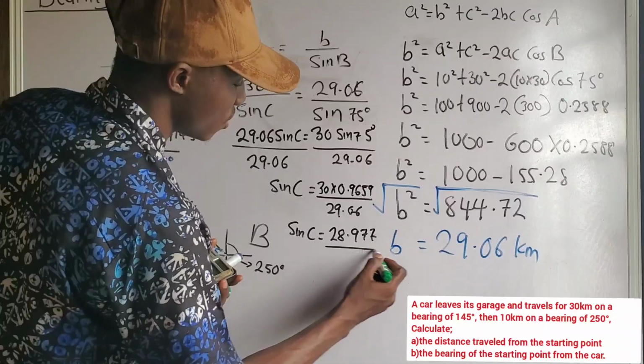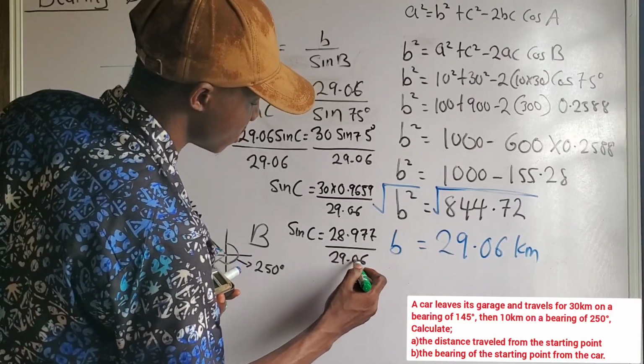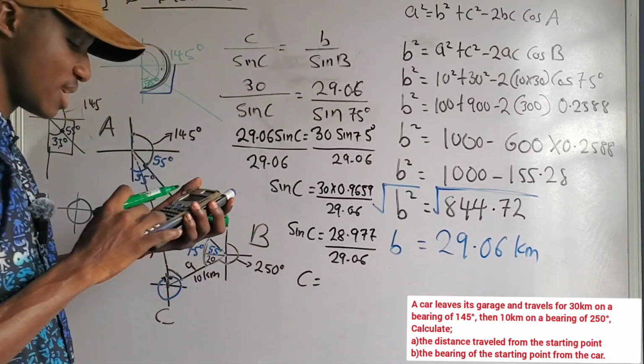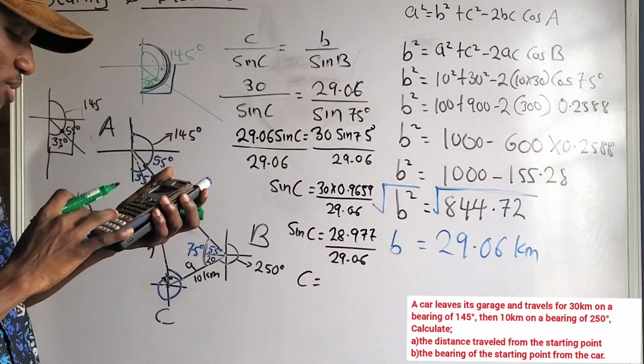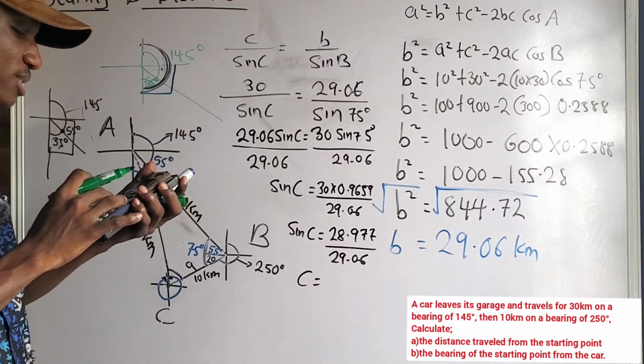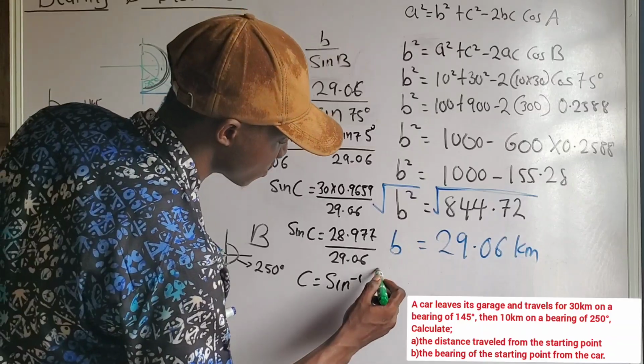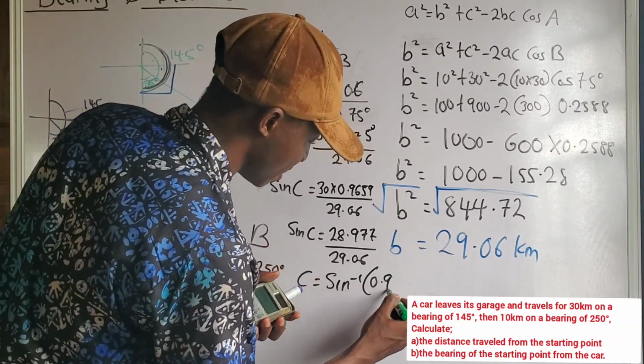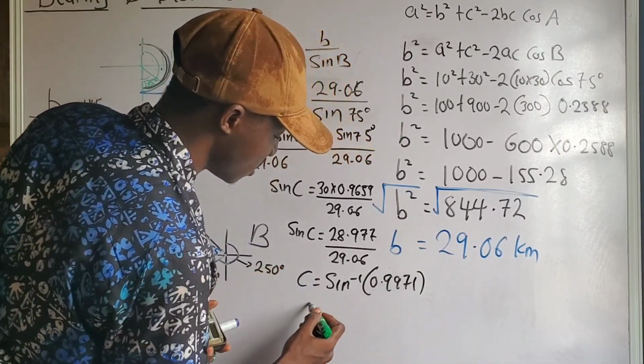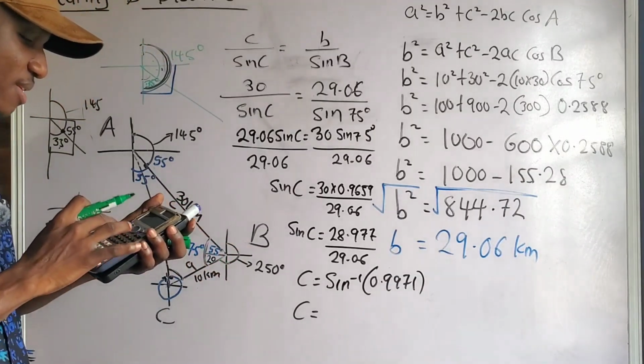28.977 over 29.06. So C equals 28.977 divided by 29.06. That will give us 0.9971. So C equals the sine inverse of 0.9971.